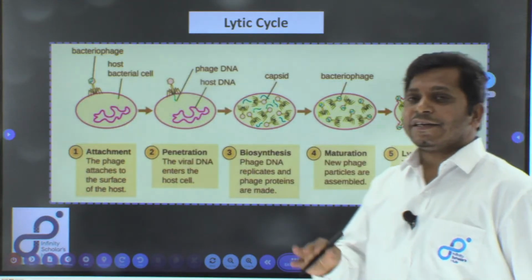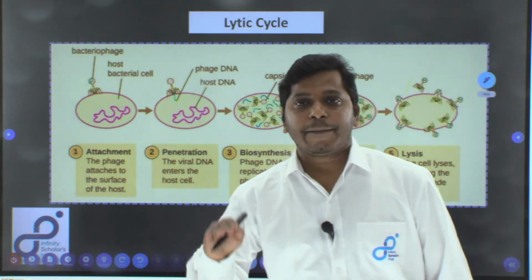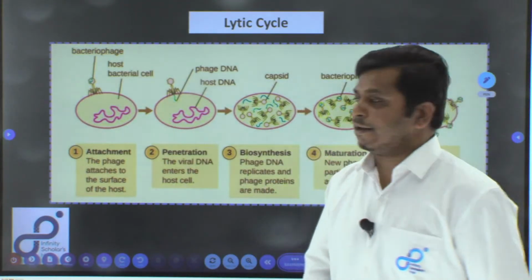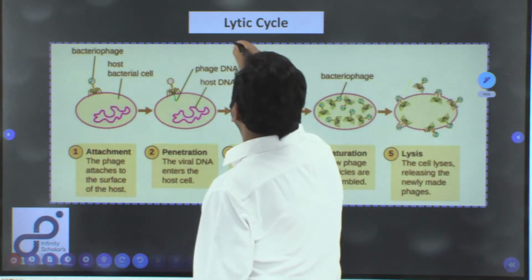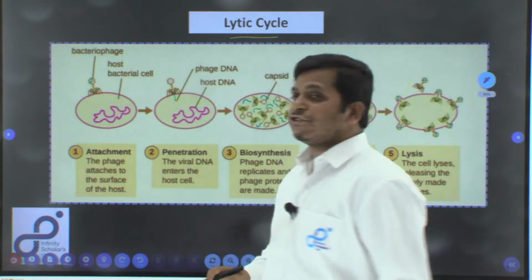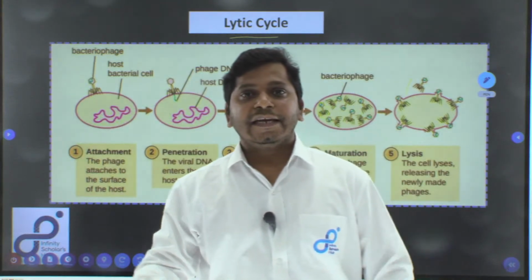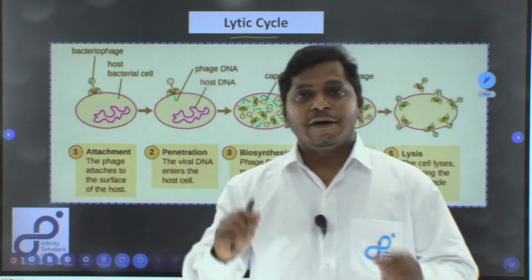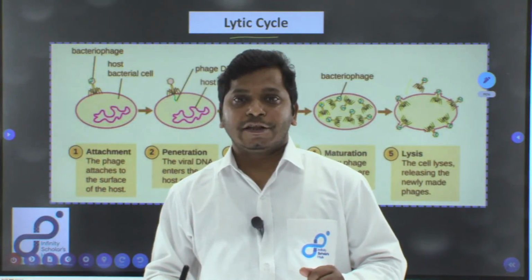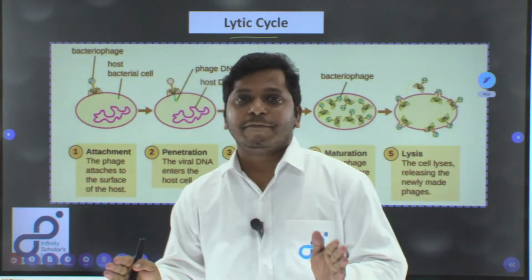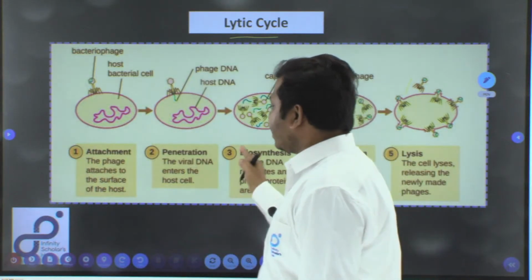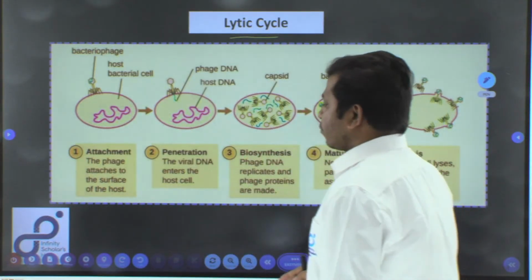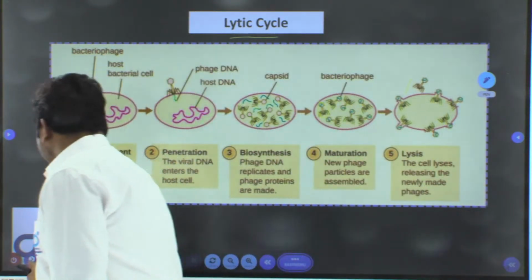And then they will lyse the cell wall. As they lyse the cell wall instantly after they enter into the bacterial cell, that is why it is called the lytic cycle, because they don't wait for some time. They instantly kill the bacteria as soon as they go inside. They multiply immediately. They don't wait for some time for multiplication. That is why this kind of cycle is called the lytic cycle.